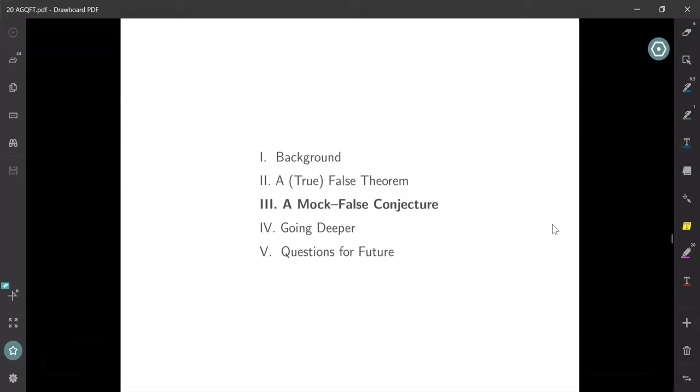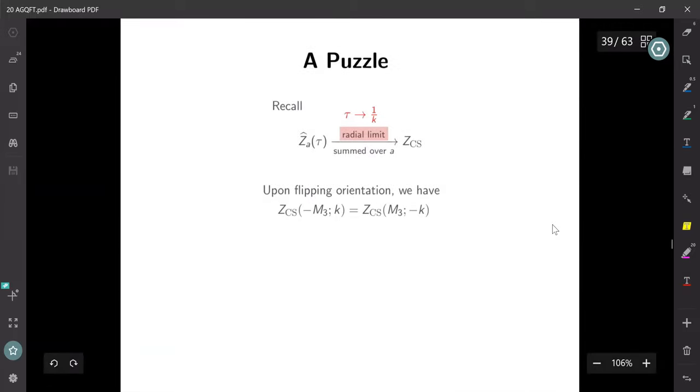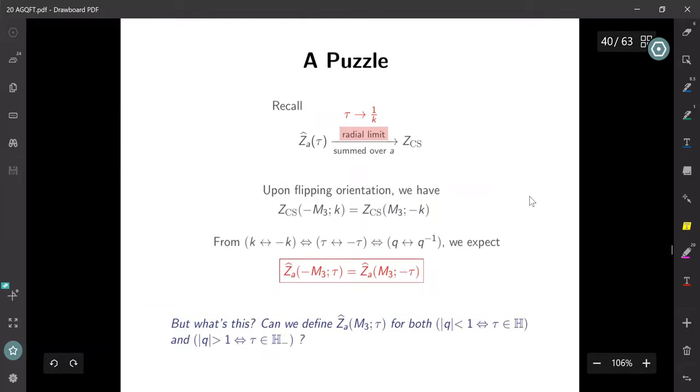Okay, so let me talk about this part quickly. There's a puzzle that's really shouting at us, because we know that WRT has a very simple transformation when we flip the orientation of the three-manifold. Namely, we just flip the sign of k. And we also know the dictionary between this q variable or tau variable and the k between WRT and this Z hat invariant. So we expect that once we flip the orientation of the three-manifold, that should give us a tau to minus tau transformation on the Z hat side.